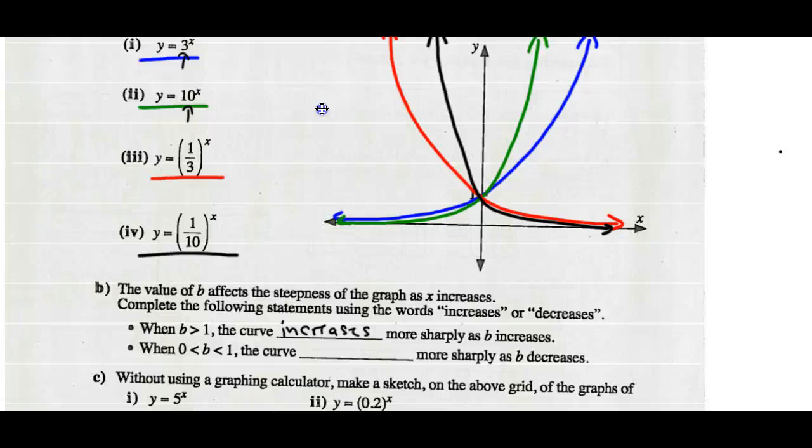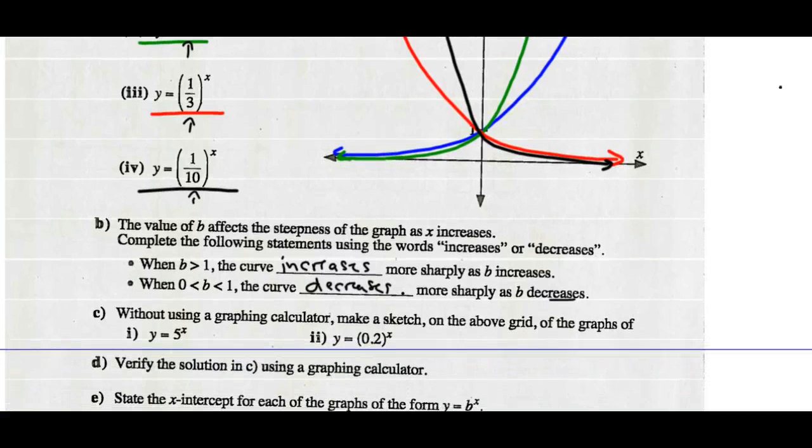When b is between 0 and 1, so 1/3 and 1/10, what happens to the red and black curves? Well, as b increases from 1/10 to 1/3, the curve decreases more sharply. Sorry, as b decreases, the curve decreases more sharply, right? So when it goes from 1/3 to 1/10, when it goes from red to black, it's decreasing more sharply.